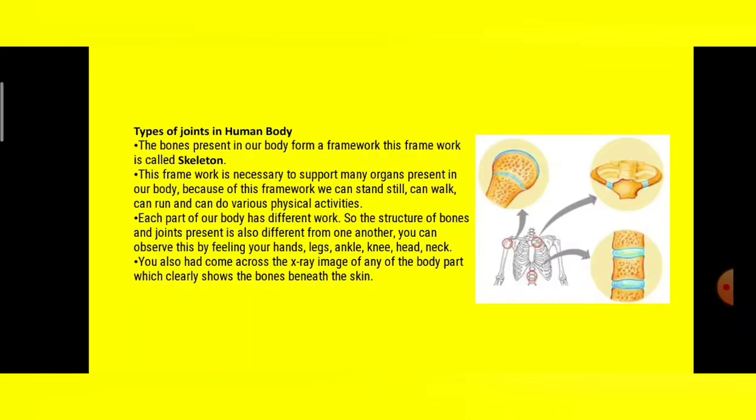Types of joints in the human body. The bones present in our body form a framework. This framework is called the skeleton. This framework is necessary to support the many organs present in our body. Because of this framework, we can stand still, walk, run, and do various physical activities. Each part of our body has different work, so the structure of bones and joints is also different from one another. You can observe this by feeling your hands, legs, ankle, knee, head, neck. You have also come across X-rays or images of body parts which clearly show the bones beneath the skin.